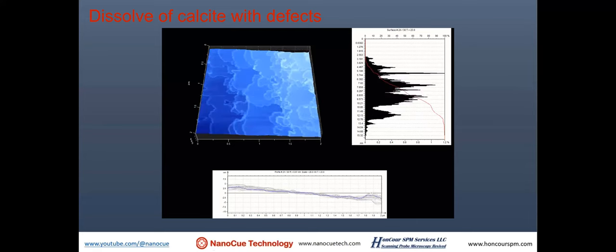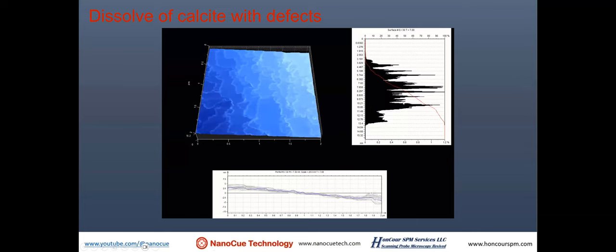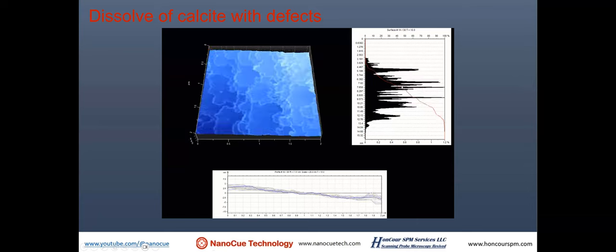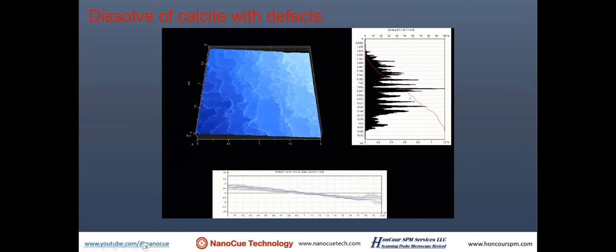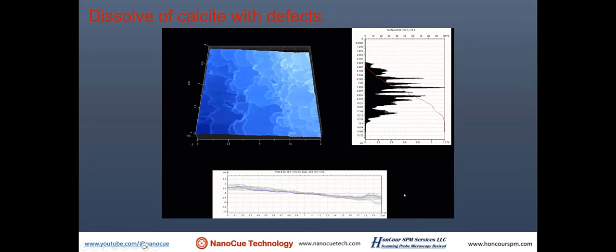The upper right corner is data processed with a technique called histogram. You can see atomic steps actually. Separations, because these peaks are atomic steps. The one lower is the profile image, the profile output.